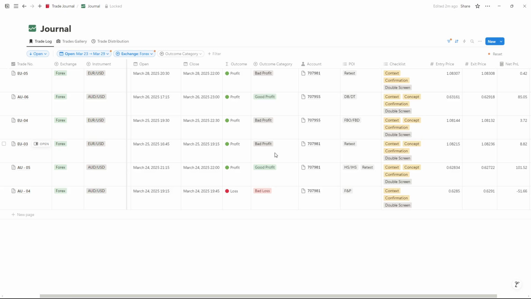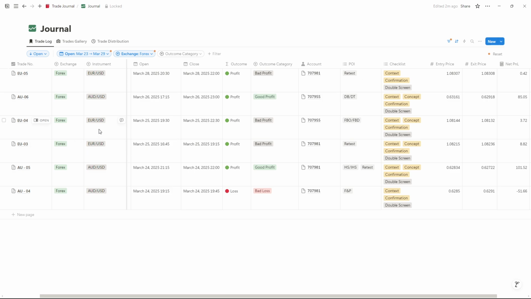Now moving into 25th of March, where I entered on two trades. Both were in Euro USD. You can see the net PNL is around $3 and $8. This is a very small amount. Essentially what this means is I exited at break even. So let's get into the trade and why I exited at break even price.